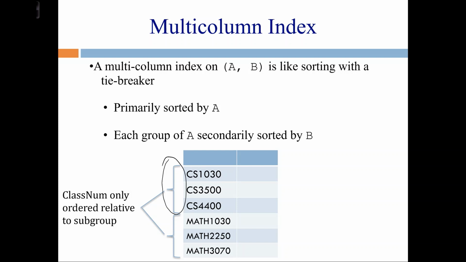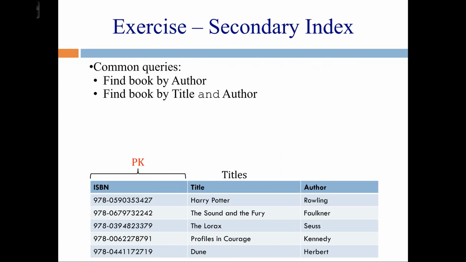So let's do another example, just for practice. On the library titles table, the common queries we want are find a book by author, and another query equally common is find a book by title and author. Okay, so we know that ISBN is the primary key. That's obviously not going to help. ISBN is not involved in either of these queries. But what index or indexes could we use to make these queries fast? And if possible, we want to use as few indexes as possible, if we can do it with just one. So take a minute, pause, and work this out.